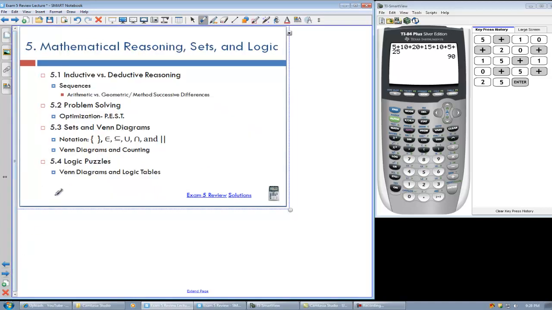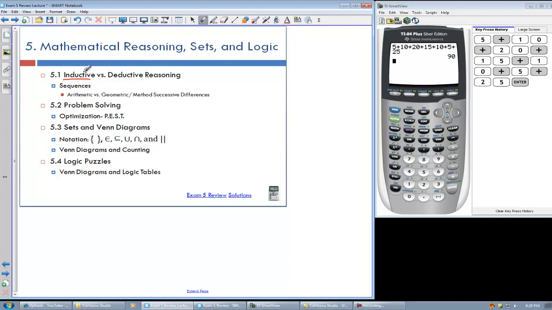Okay, so here's what we covered. And so let's do a little bit of a review here. So the first thing we covered was on what's called inductive and deductive reasoning. So these two different types of reasoning. For inductive reasoning, the idea is you go from specific cases to sort of a general statement, right?